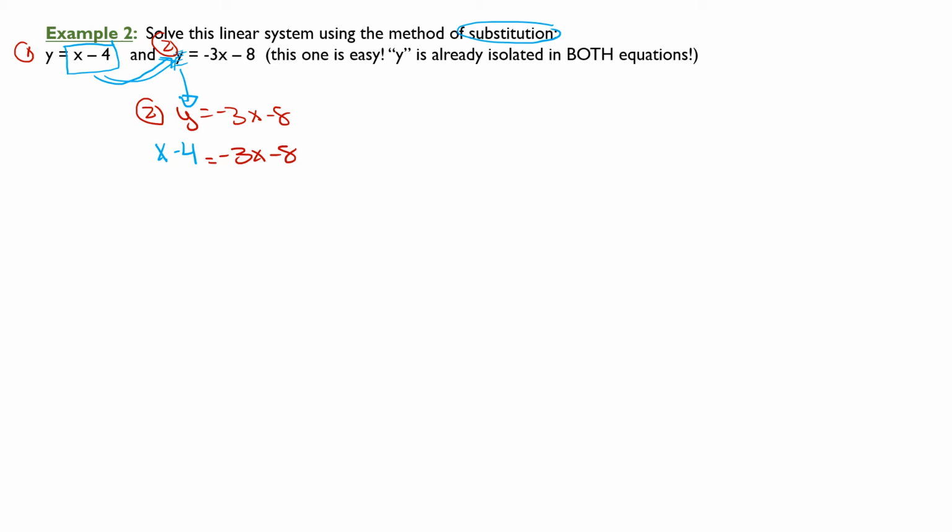Now we collect like terms. It doesn't matter which side you bring everything over to. I'm going to collect the x's on the left, so I'm going to add 3x's here, add 3x's here. 3x and x gives me 4x minus 4 equals, these are gone, negative 8. Now I want to collect my constants, so I'm going to add 4 to both sides. 4x and these are gone, they become 0, equals negative 4. Divide both sides by 4 to isolate that x. Divide by 4 and I get x equals negative 1.